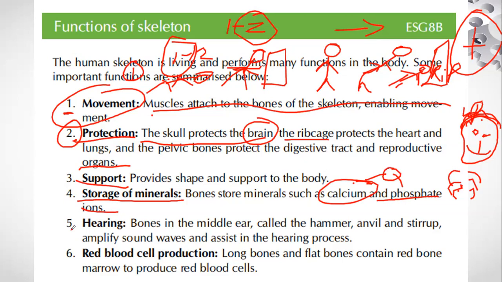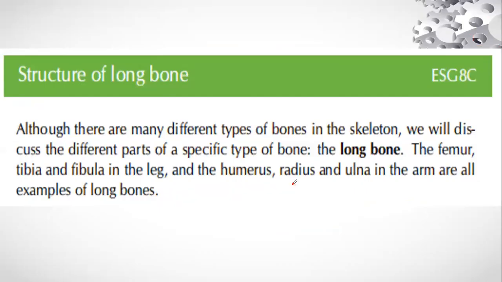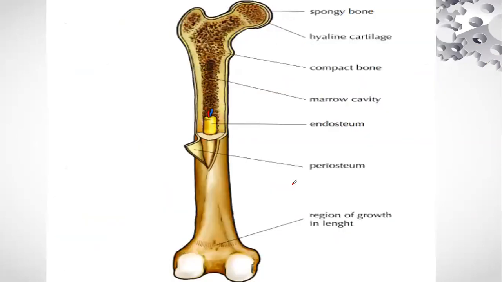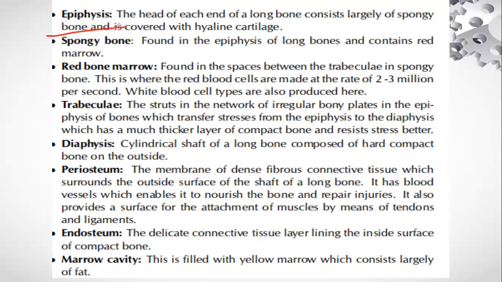And then we have hearing. We saw the bones for the outer ear, the cochlea at the beginning, and then red blood cell production. So we know that the bone marrow is important for production of red blood cells. Here we looked at the long bone. Okay, so basically this is telling you about the different types of labeling that you have for your long bone. If you look at it here in your books, you'll find these are the definitions for them. So if you look at spongy bone, it is found in the epiphysis of long bone and contains red marrow.